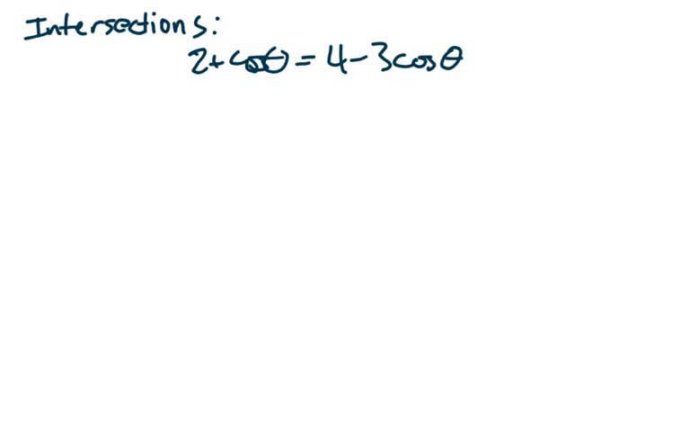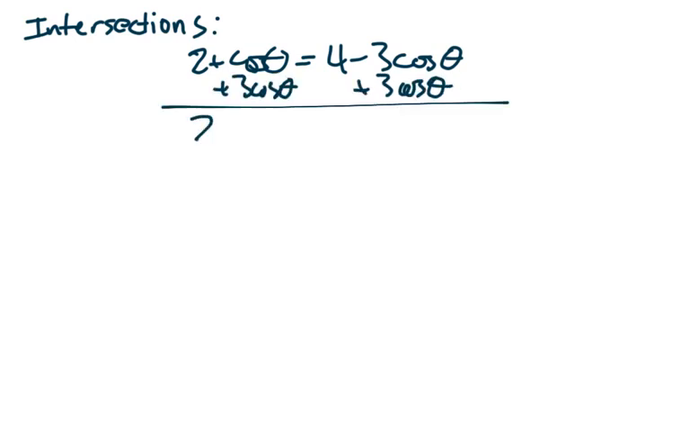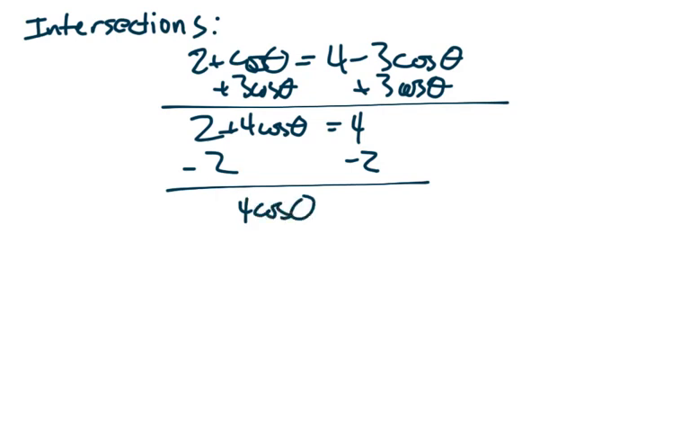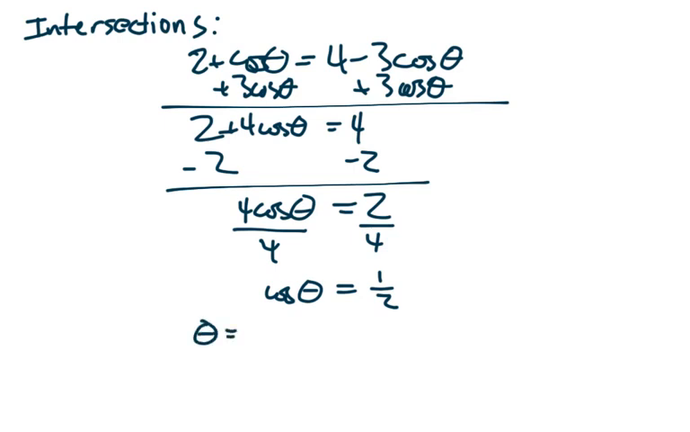We're going to add 3 cosine theta to both sides, and then we're going to subtract 2 from both sides. And what we end up with is something that's got one term on each side. Divide both sides by the coefficient of cosine to find we want cosine theta to be 1/2. Now, for which angles between 0 and 2 pi is cosine theta equal to 1/2? That's pi over 3 and 5 pi over 3.